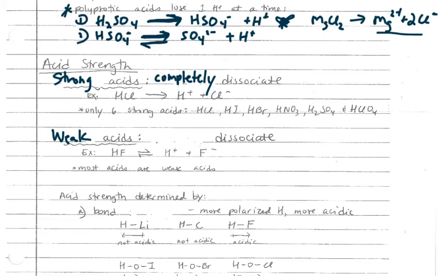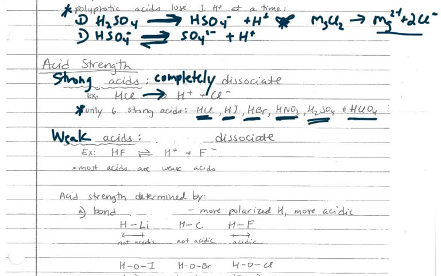Hydrochloric acid is a great example. HCl fully dissociates into hydrogen ions and chloride ions. Now, strong acids are in the minority of acids. There's only 6 strong acids. They are the halogens, hydrochloric, hydroiodic, and hydrobromic acid, and then nitric acid, sulfuric acid, and perchloric acid. Those are the 6 strong acids. You don't have to memorize them. I will give you those on your test key, so you can reference that.